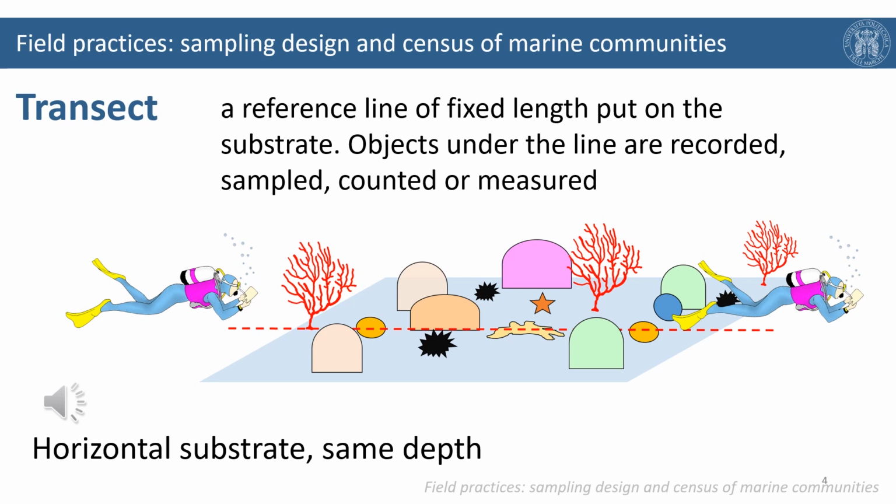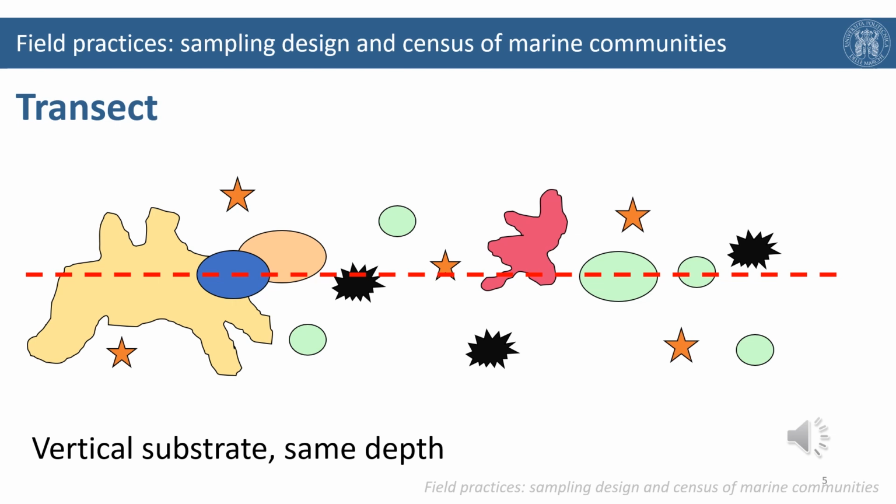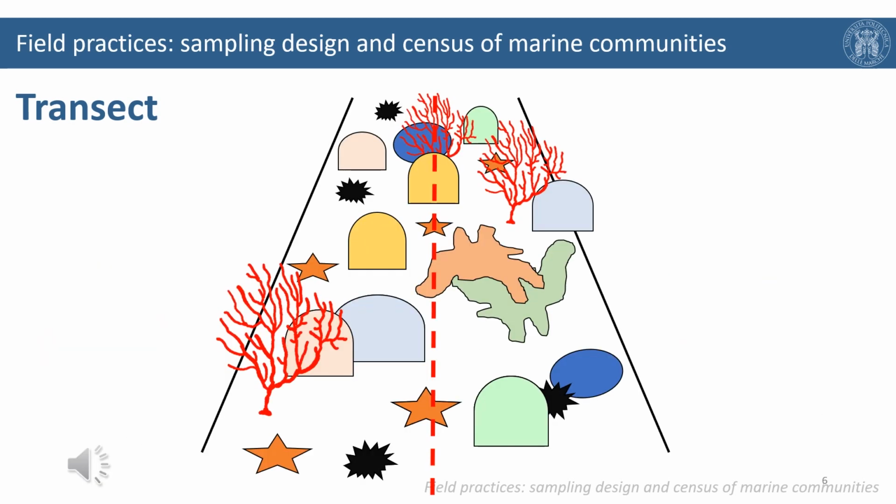In this figure, two scientific dive operators are performing a transect on a horizontal substrate, at the same depth. Transects could also be performed on vertical substrates. This is a frontal view of a transect, here represented by a red dotted line.